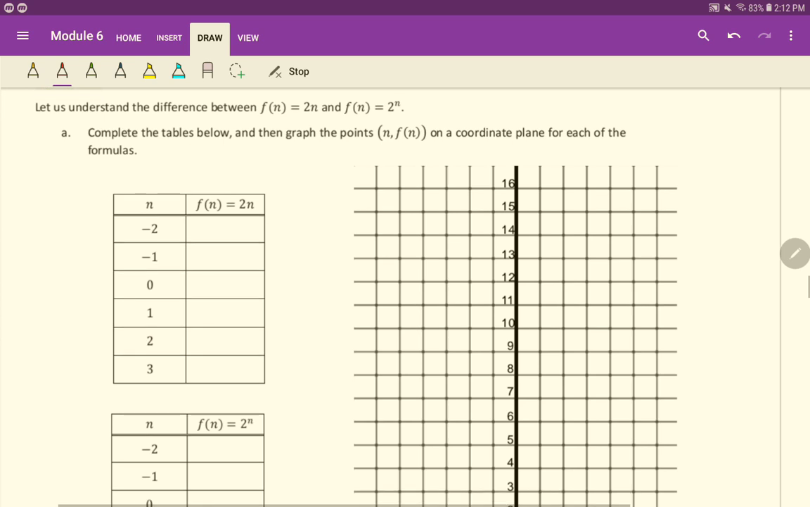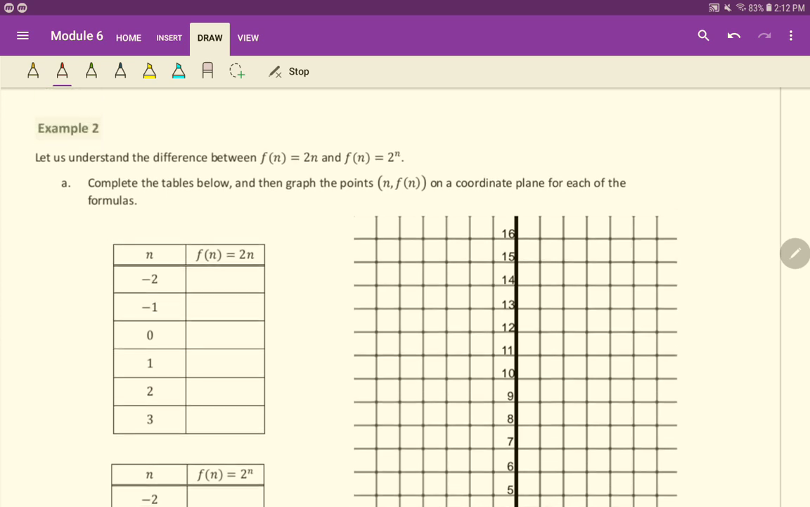So in this next example here, we'll take a look at comparing a function that's linear, 2 times n, right? The slope is 2, the y-intercept would be plus 0 there, versus an exponential function, 2 to the n power. And we'll be able to compare the different kinds of properties and behaviors of those two different functions.